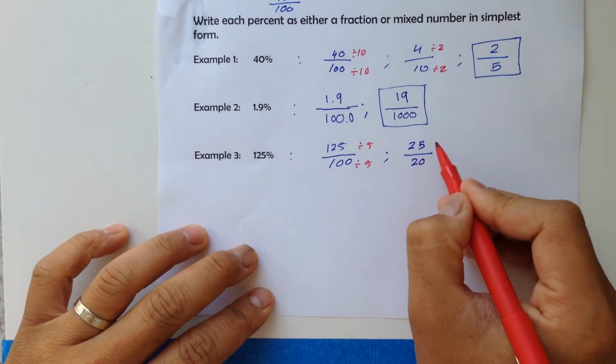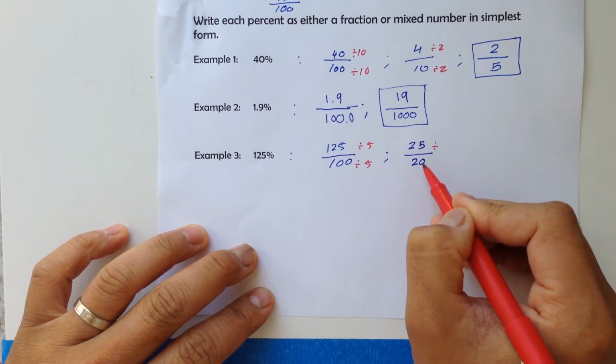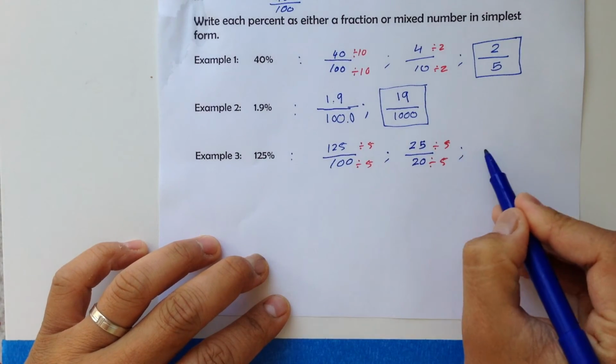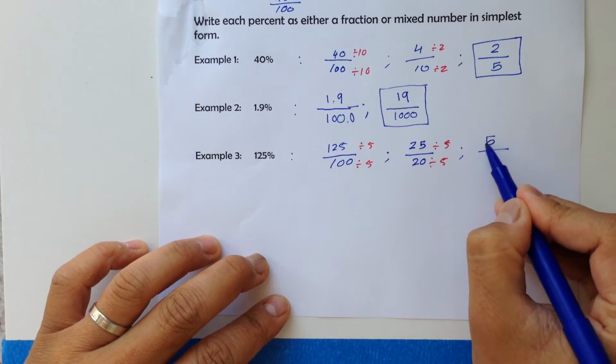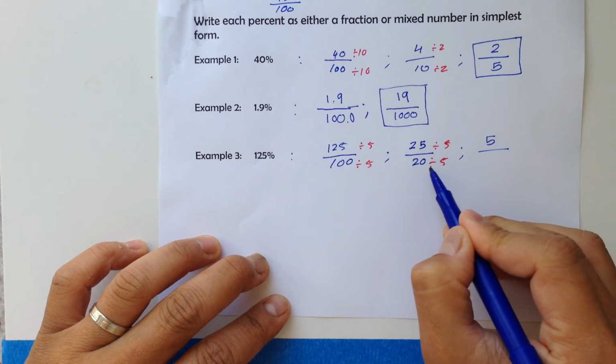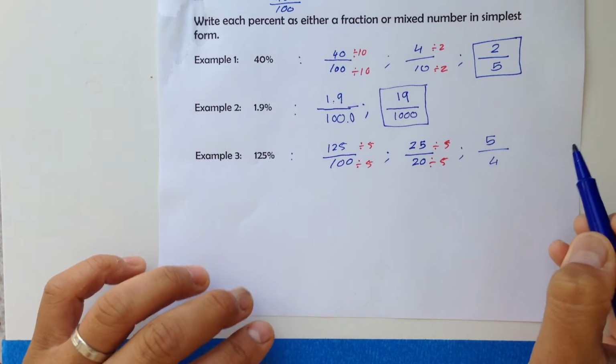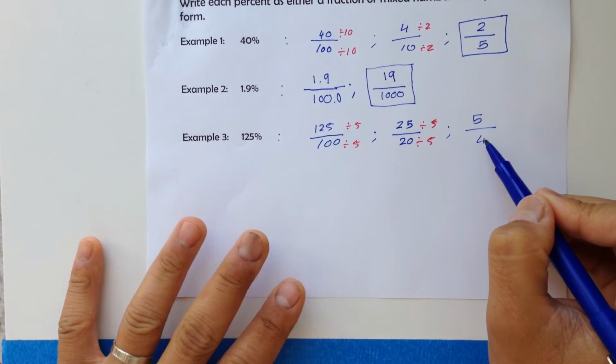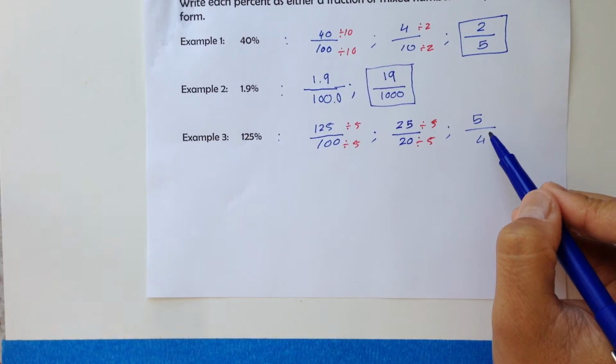I know that they both end in a 5 and a 0, so they're divisible by 5 again. So divide those by 5. 25 divided by 5 is 5. 20 divided by 5 is 4. So now you have 5 over 4, which can be turned into a mixed number.